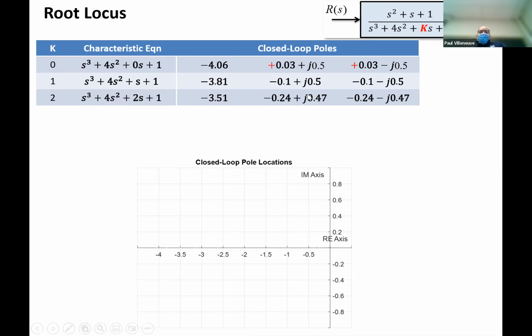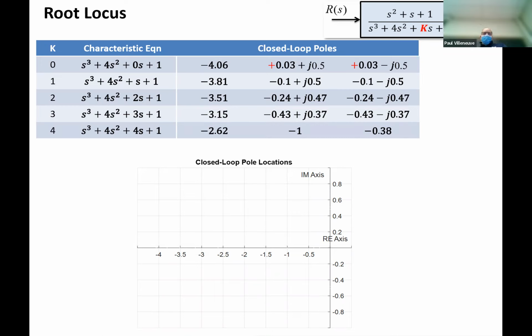So you can see that I'm starting at these and I'm starting to go away from them. And I don't necessarily know which direction I'm going, but I'm moving away from my values. Continue on. Here's my 3, minus 3.15, and I have my values here: minus 0.43 plus or minus j0.37. And I think this is the last one I did, putting in a value of 4: minus 2.62, and minus 1, minus 0.38.